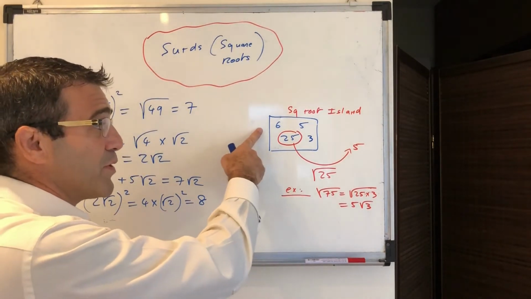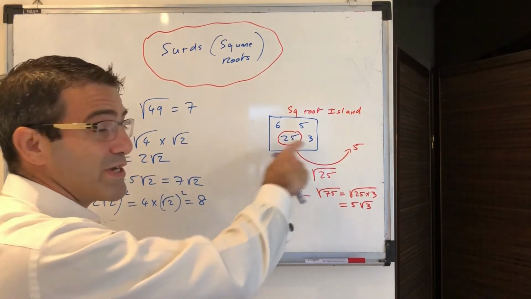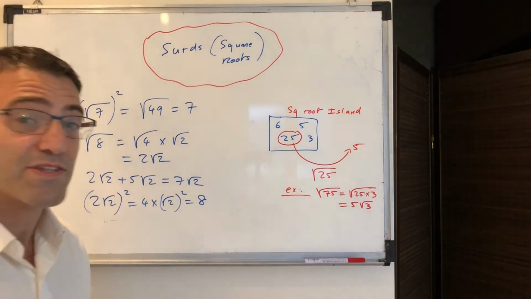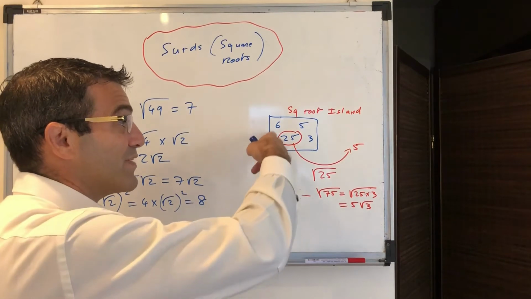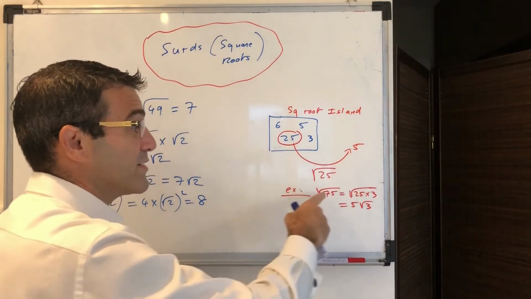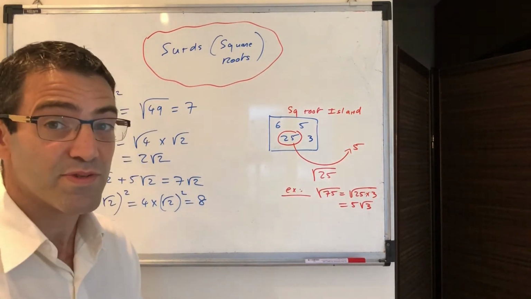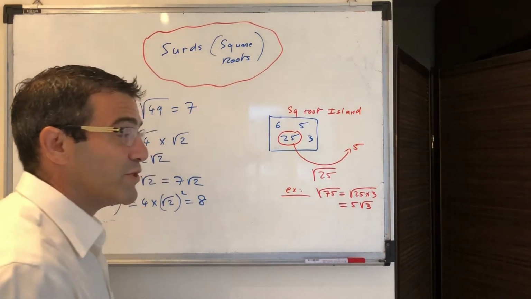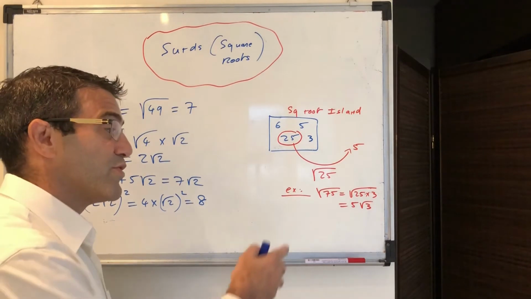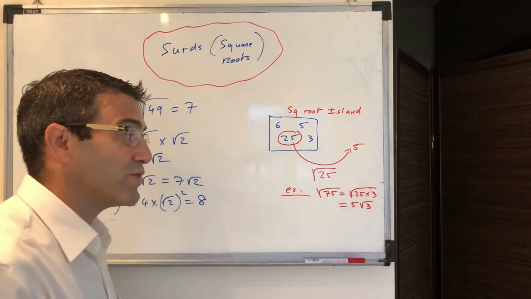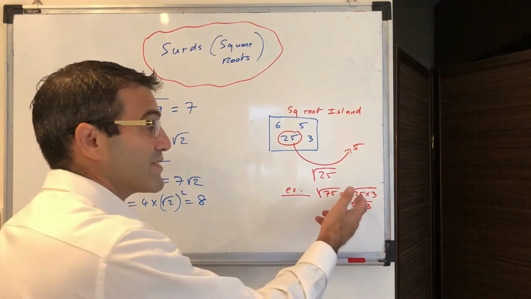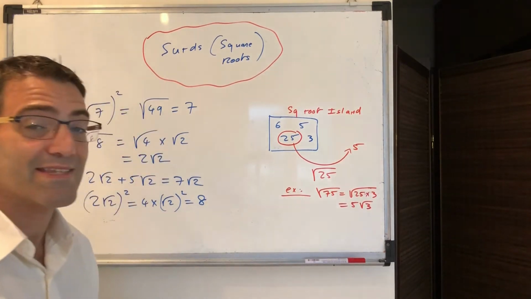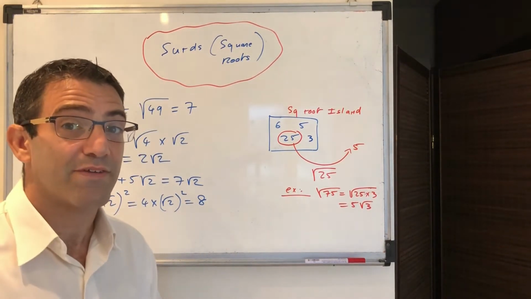So 6 is not a perfect square, 5 is not a perfect square, 3 is not a perfect square, but 25 is a perfect square. So 25 is allowed to leave square root island and in the process becomes square rooted, and the square root of 25 is 5. So when you see a question like square root of 75, you can say, oh, this is the square root of 25 times 3, because you recognize that 75 is 25 times 3.